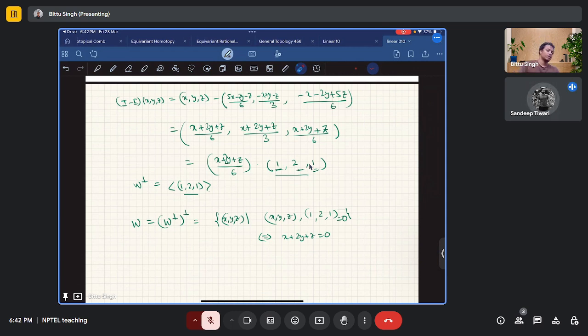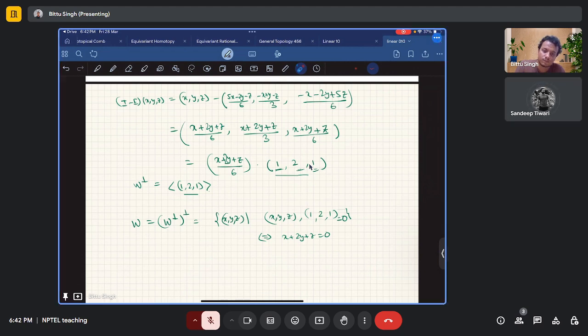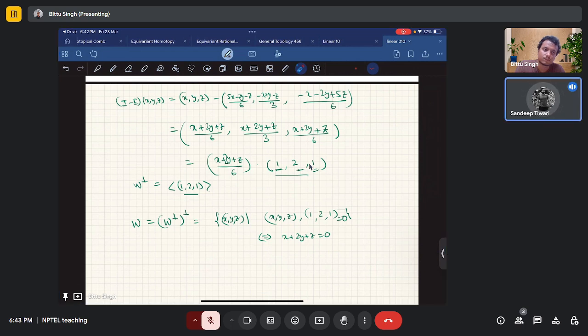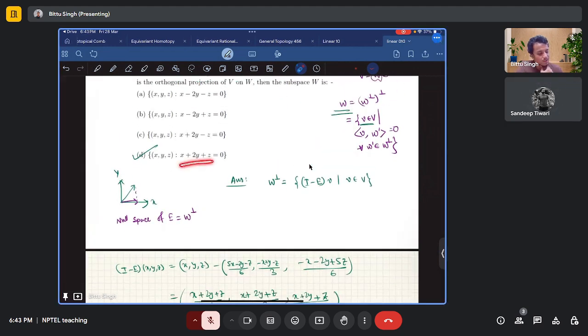Sir, if any vector subspace is given in this form, W is equal to some equation equal to 0, then can we find the basis of that vector space explicitly, sir, given by this equation? Yes, sir. Those kinds of things can be obtained by doing row operations, right?